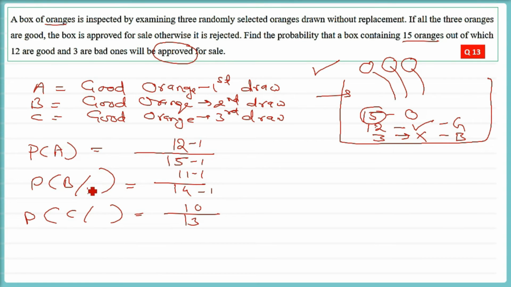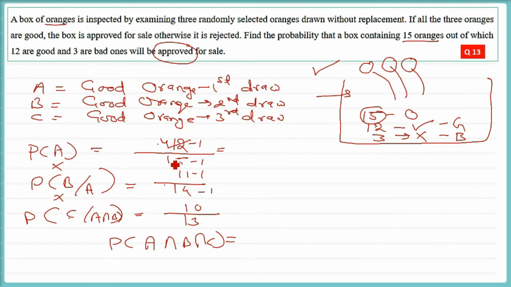So the probability of getting B is simply by knowing that A has already come. The probability of getting C is after knowing that A and B both have come. So this comes out to be P(A intersection B intersection C), that is, all of the 3 oranges being drawn are good. On the left I have written these 3 probabilities, just multiply these 3 like this. You need to write the formula, remember.